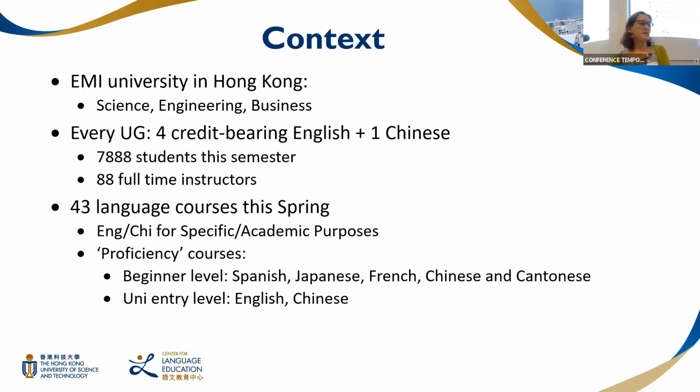So we had 43 language courses this spring, which is typical. We do English and Chinese for special and/or academic purposes. It can be quite a few different things. And then we also do what I'm calling proficiency courses for what we call third languages, Spanish, Japanese, French, from beginner and that sort of thing. But then we do, I'm calling entry-level English and Chinese as well. So on the English side, which is what you are interested in, we have a 6.5 IELTS entry score, so they all have 6.5. We don't do exceptional, but it's the ones who didn't come in the strongest. So that's what I'm calling in the context of this.